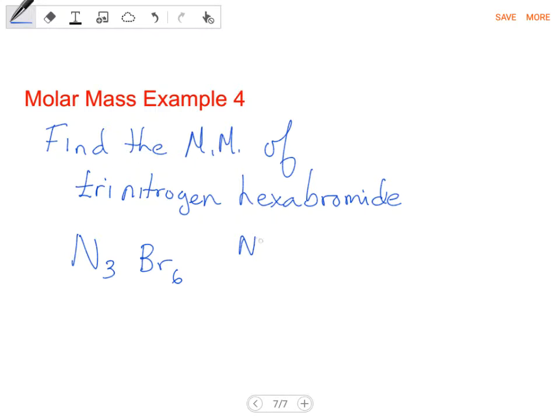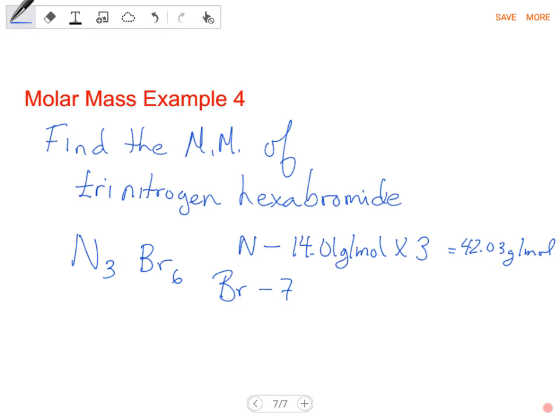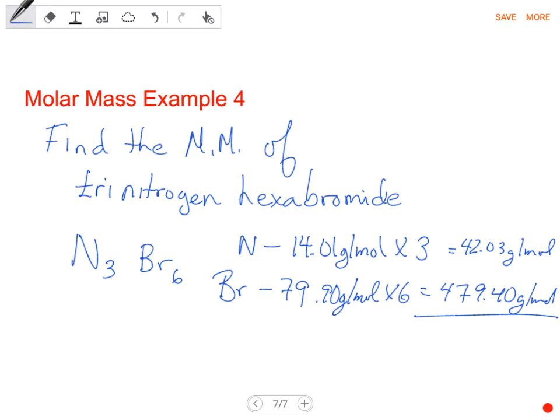So we're going to have nitrogen. So nitrogen is 14.01 grams per mole times 3. Okay, so that gives you 42.03 grams per mole. And the Br is going to be 79.90 grams per mole times 6. That's going to give you, wow, 479.40 grams per mole. Add that all together. Gives you a grand total of 521.43 grams per mole.